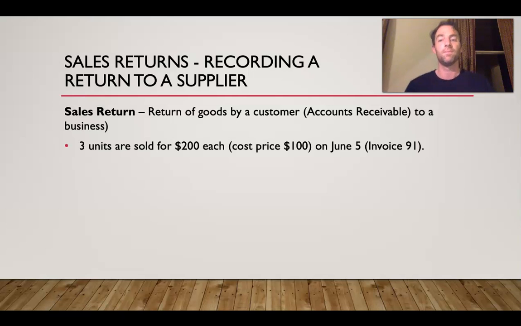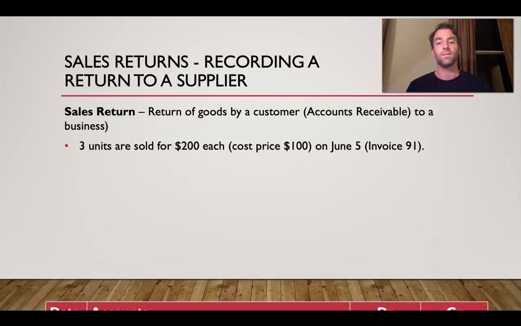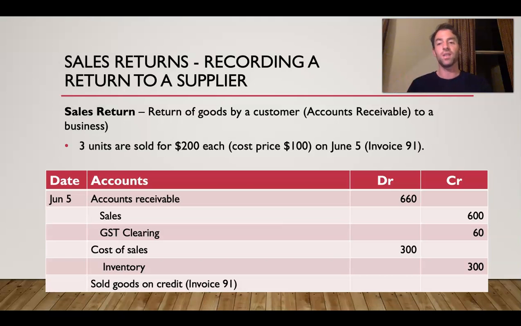Here is an example. We as a business have sold 3 units for $200 each, and they cost us $100, with also a 100% markup. And we did that on June 5 using an invoice. The invoice tells us that it is a credit transaction. How would we record this? We would have 5 elements, 5 accounts to impact because it's a sale. Our accounts receivable has gone up. We have an asset called accounts receivable. An asset going up is a debit.